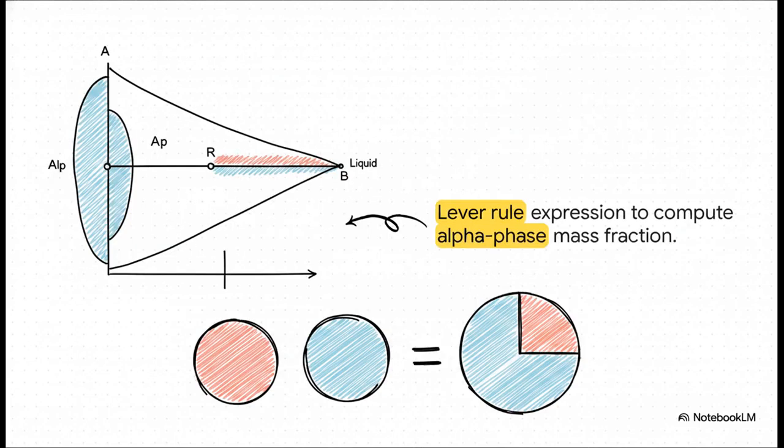And it works exactly the same way in reverse. To find the mass fraction of the solid alpha phase, you measure the tie line segment extending toward the liquid boundary and divide that by the total length of the tie line. Because we're dealing with a closed system here, the mass of the components perfectly balances out. The sum of your liquid fraction and your solid fraction is always going to equal exactly 1, or 100%.